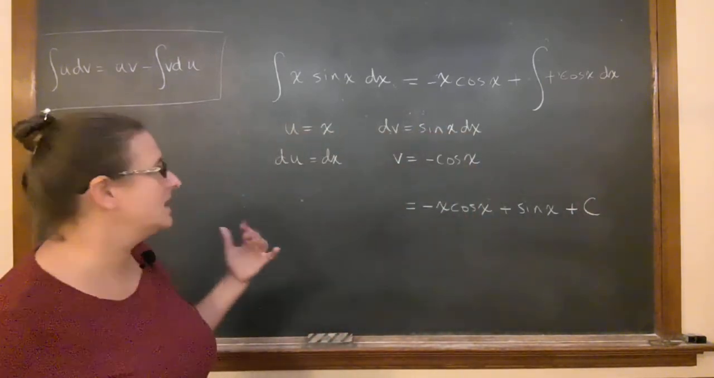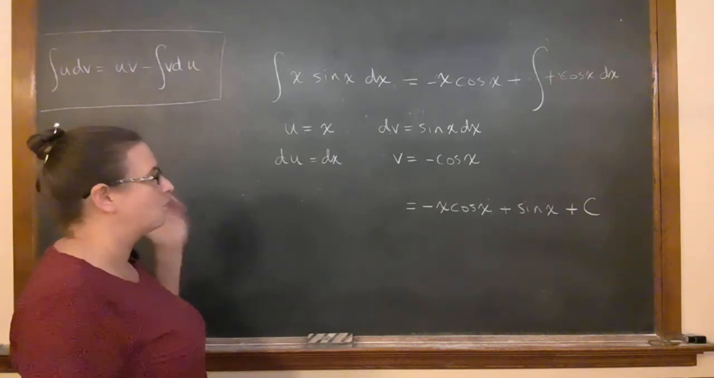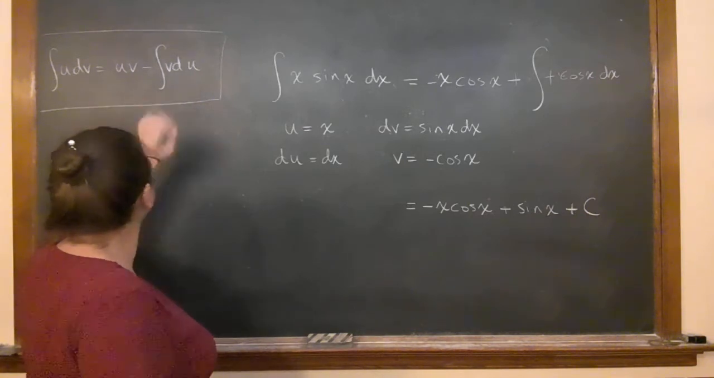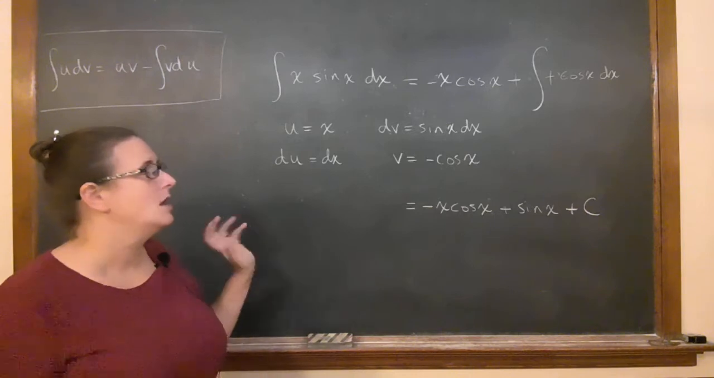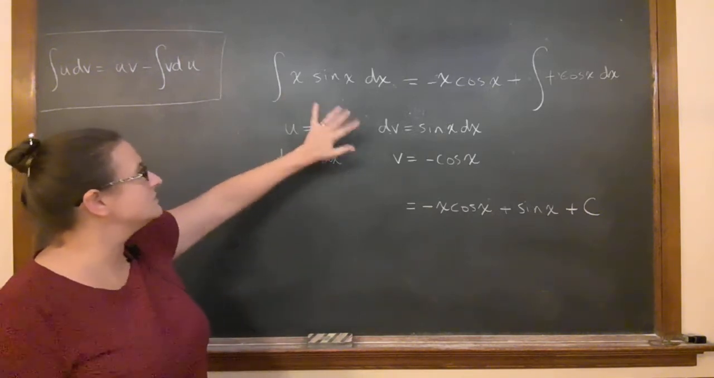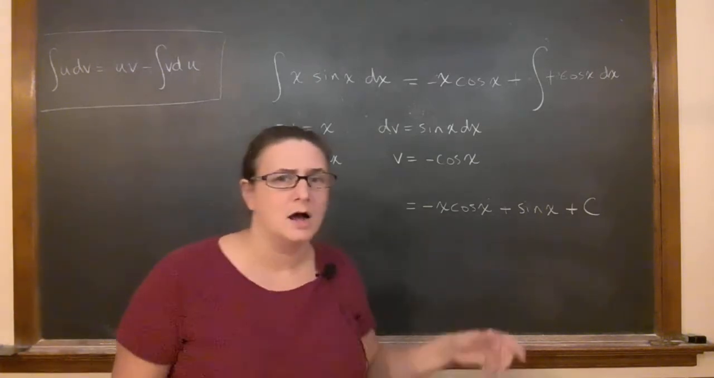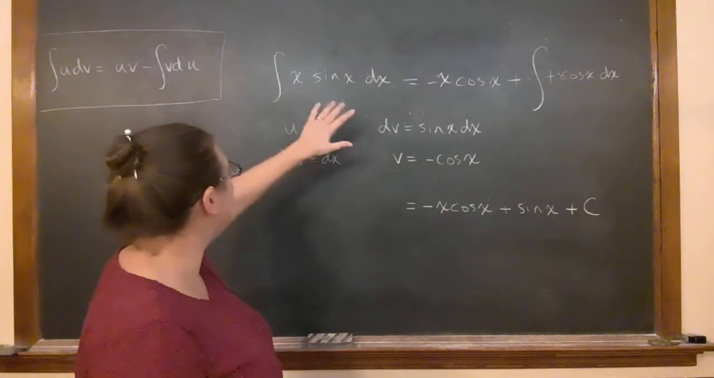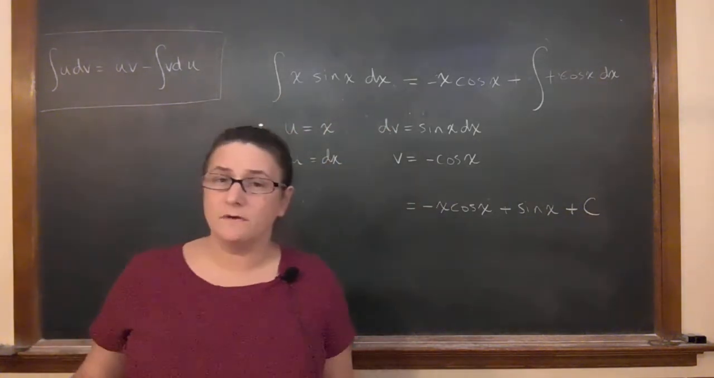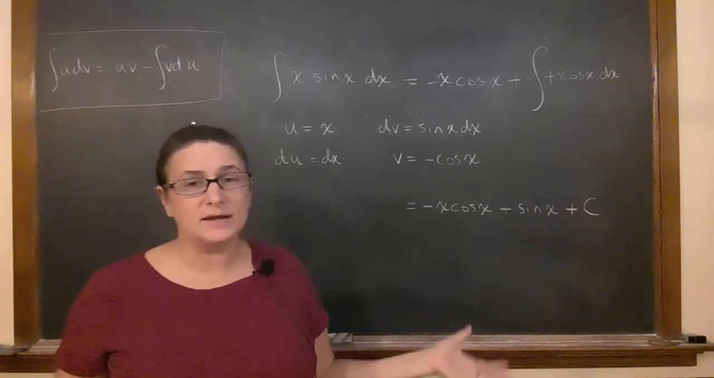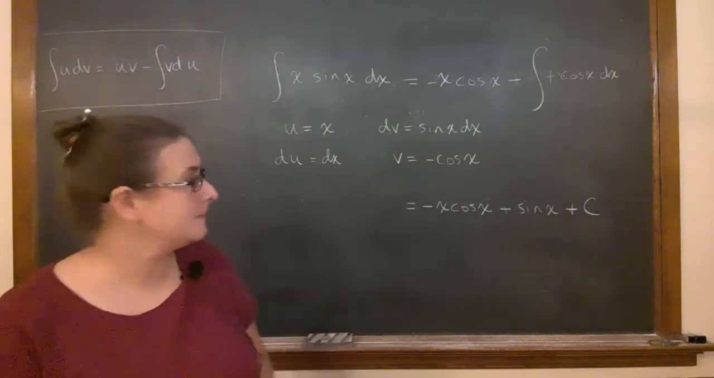Okay, so that's sort of a very standard example of where you would use this kind of technique. You're always going to be looking, if you see something where there's two different kinds of functions multiplied by each other, right? I've got an algebraic function, a polynomial, multiplied by a trig function. When you've got that, a great place to start is by using integration by parts.